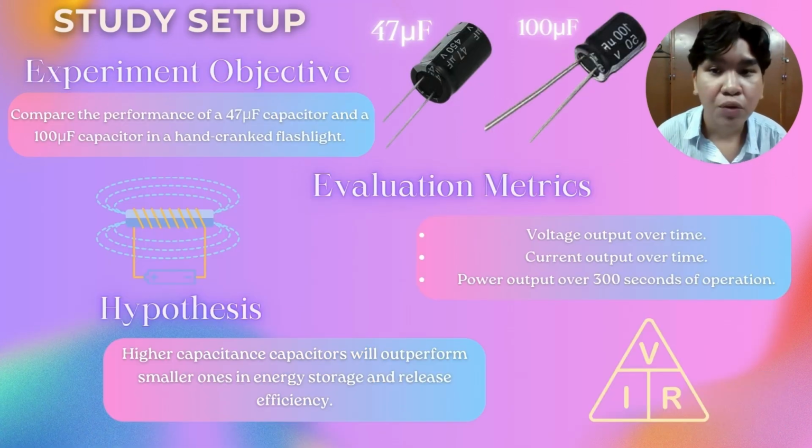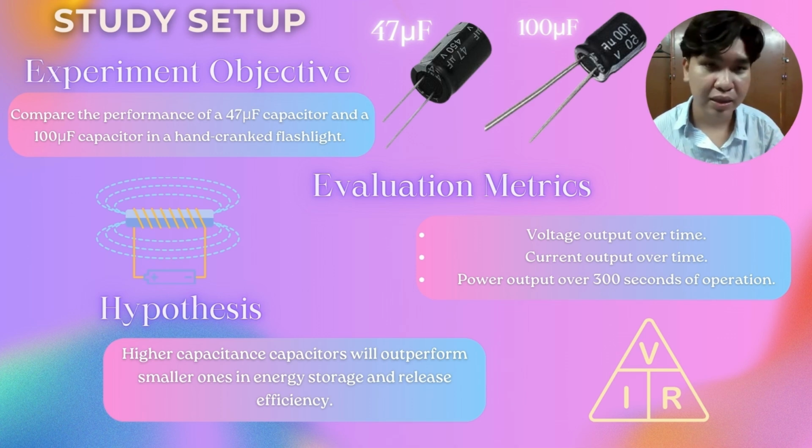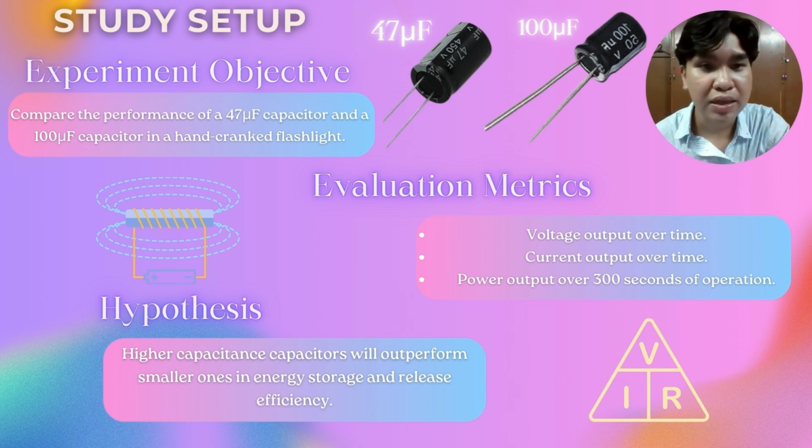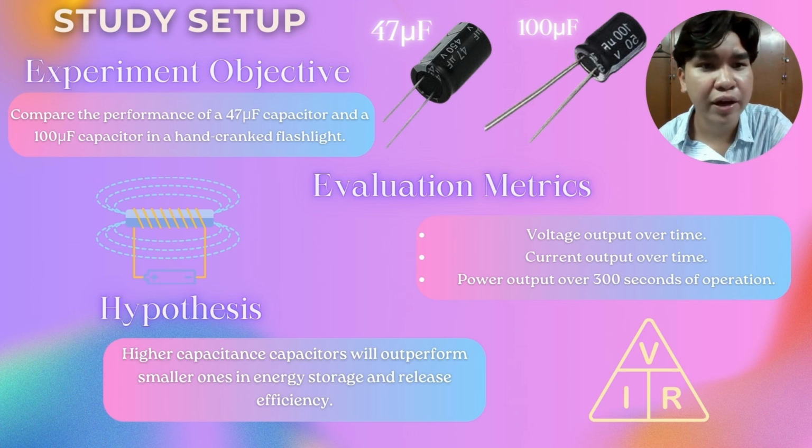For the study setup, we have the experiment objective, which is to compare the performance of a 47 microfarad capacitor and a 100 microfarad capacitor in a hand crank flashlight. I have put a picture of both capacitors, as you can see, to differentiate them. They are marked as 100 microfarad and 47 microfarad.